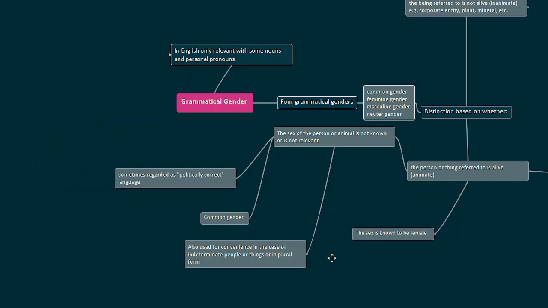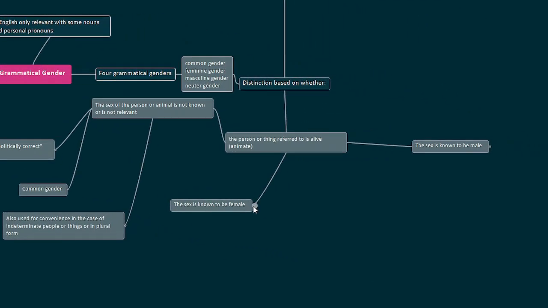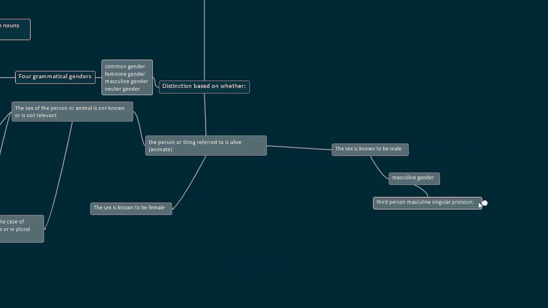Now, the next situation is where we've got someone or something, so a person or an animal, that is identified as female. In this regard, we've got it as the feminine gender, and the third person feminine singular pronoun is she, her, and hers. The plural pronoun is they, them, and theirs, and that's the case for all of the genders. Then we've got the situation where the sex is known to be male, and this is the masculine gender, and there our third person singular masculine pronoun is he, him, and his.